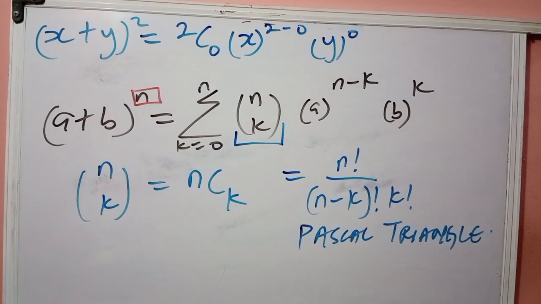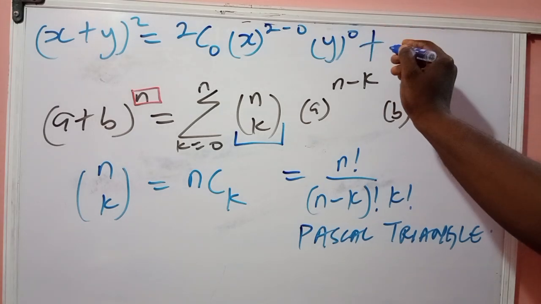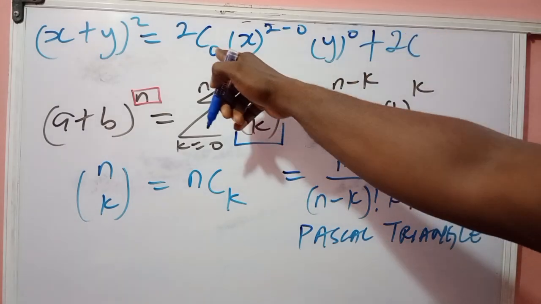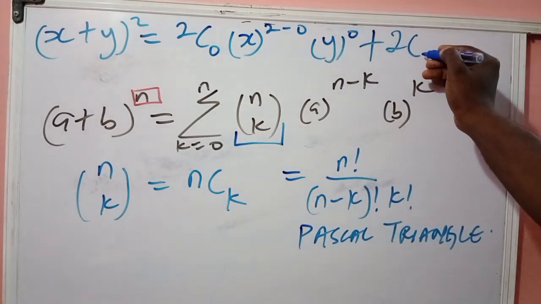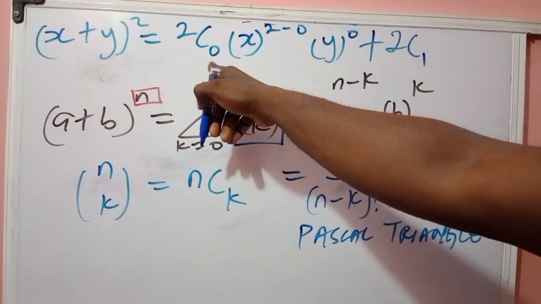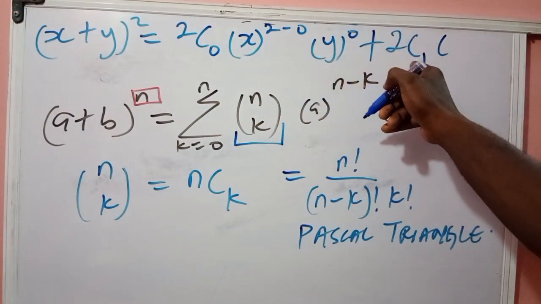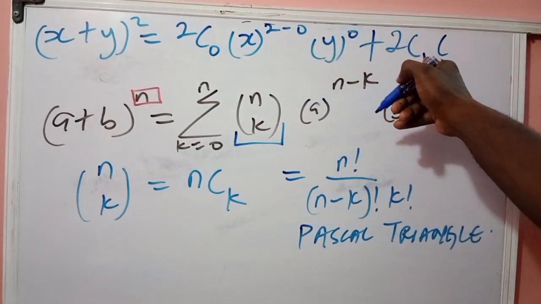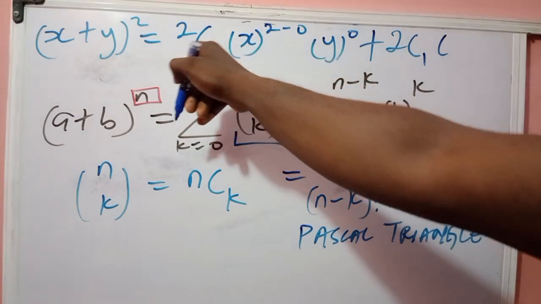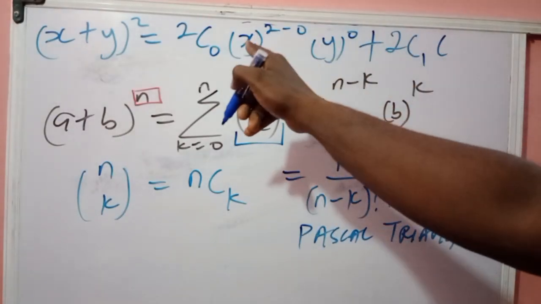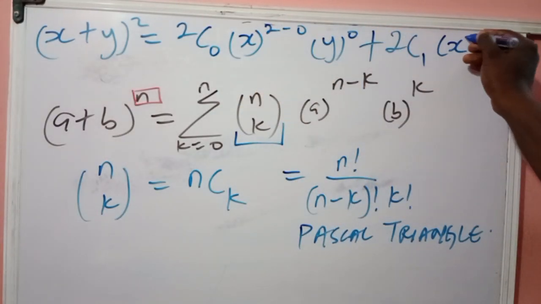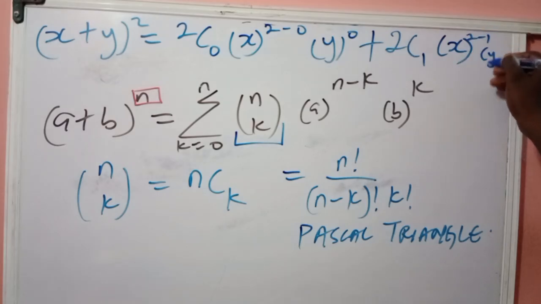And for the second term, you will have plus 2 combination 1, because your k will increase from 0 up to 1. Then you have the same thing. It's only your k value that will differ in this particular second term. The same values you have here will be the same value. Only your k value will be the changes. That will be x raised to power 2 minus 1, y raised to power 1.